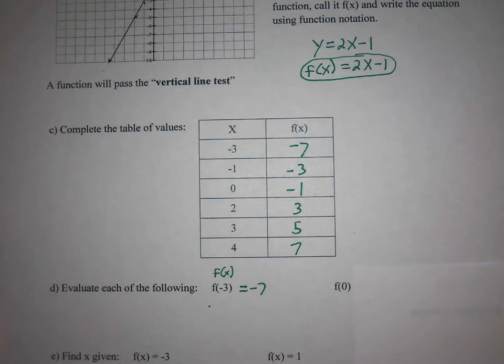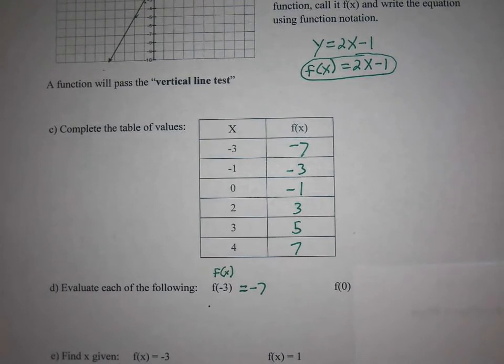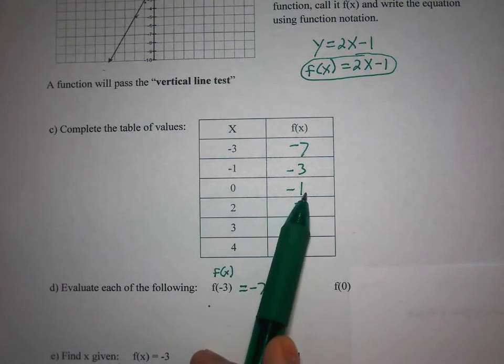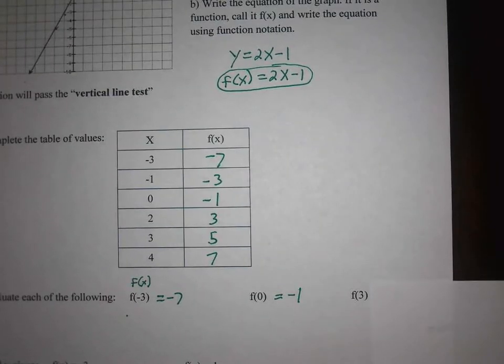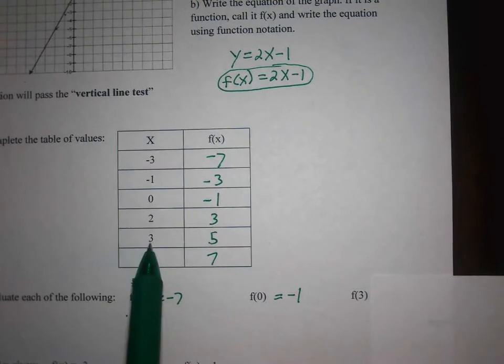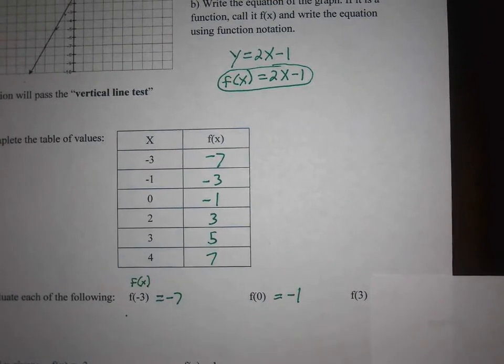Okay, the next one, f of 0, means that when x is 0, what is the y value? Well, when x is 0, we get -1 for y. And then f of 3, when x is 3, we get 5 for the y value.